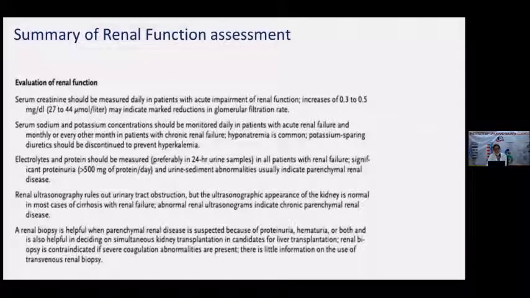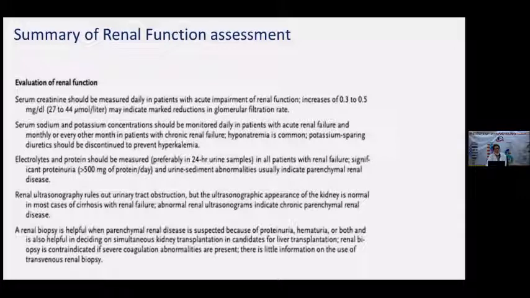A summary of renal function assessment, evaluation of renal function. Serum creatinine should be measured daily in patients with acute impairment. Increases of 0.3 to 0.5 milligram per deciliter may indicate reduction in GFR. Serum sodium and potassium should be monitored daily with acute renal failure and monthly or every other month in patients with CRF. Hyponatremia is common. Potassium sparing diuretics should be discontinued to prevent hyperkalemia.